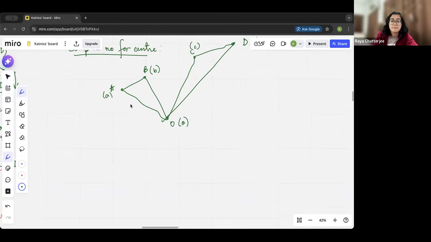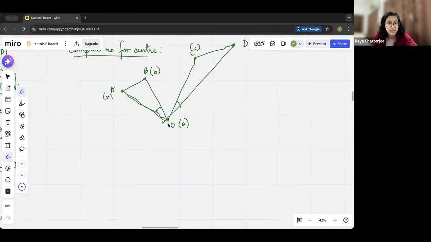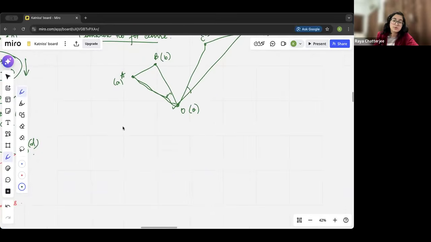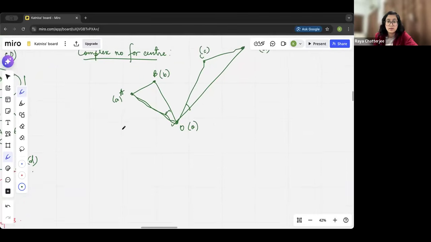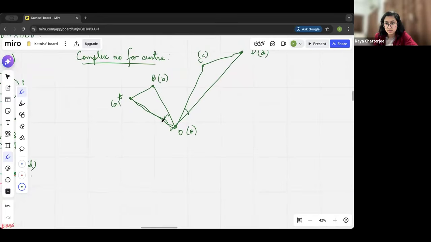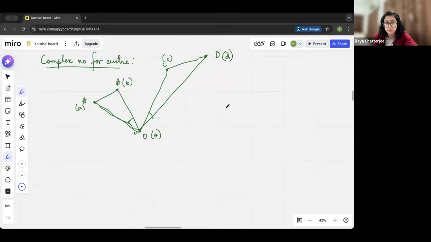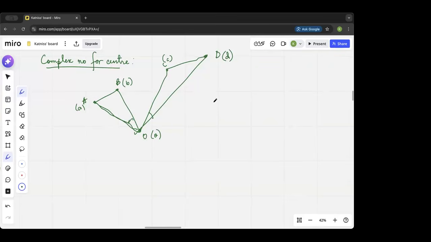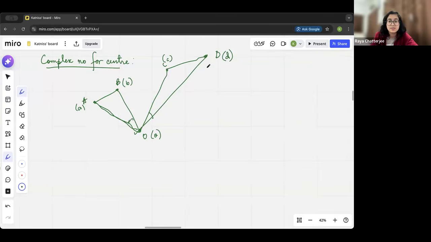Alright. So basically the angle AOB is equal to the angle COD, right? And how do we determine angles in terms of complex numbers? We take the slope of the lines and then divide them, right? Does everybody know this? Yeah. Okay, cool. So angle AOB equal to angle COD is interpreted as (B minus O) by (A minus O) is equal to (D minus O) by (C minus O), right?